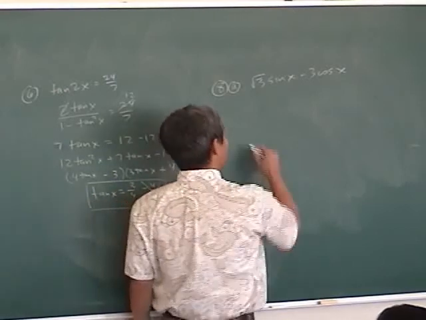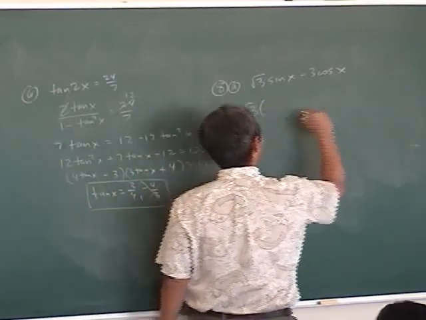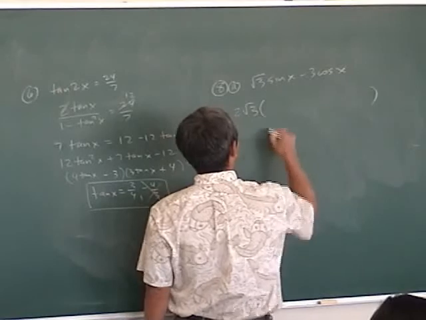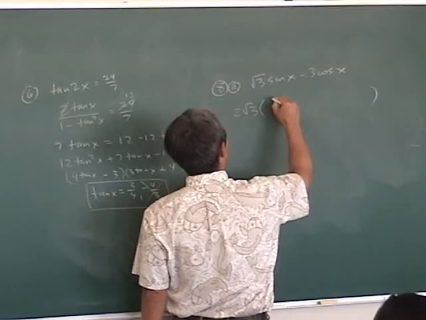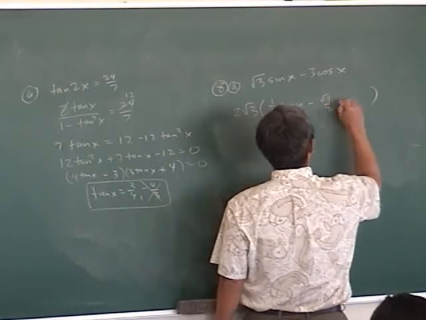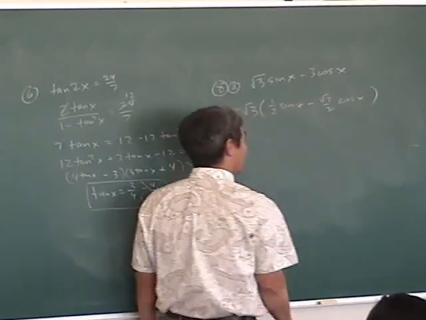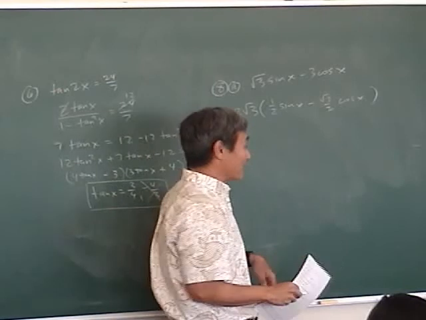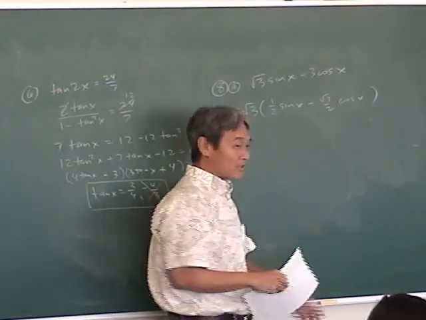So what do you do with the magic number? You factor it out. What's left? 1/2 sine x minus root 3 over 2 cosine x. If you haven't figured it out by now, people, one of them is going to be 1/2, the other one's going to be root 3 over 2, right?